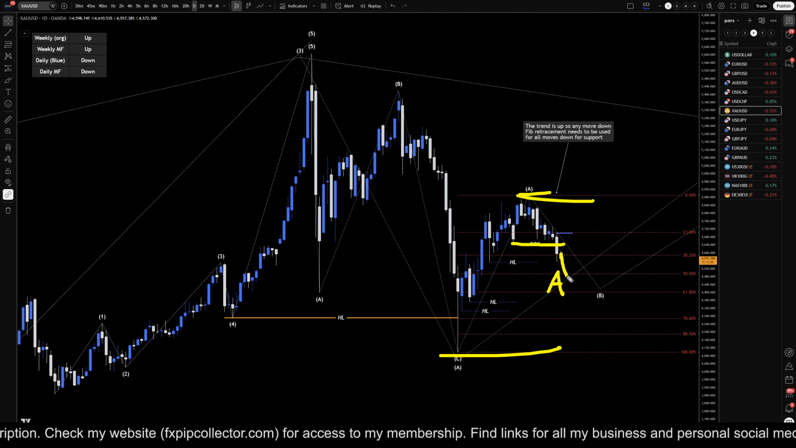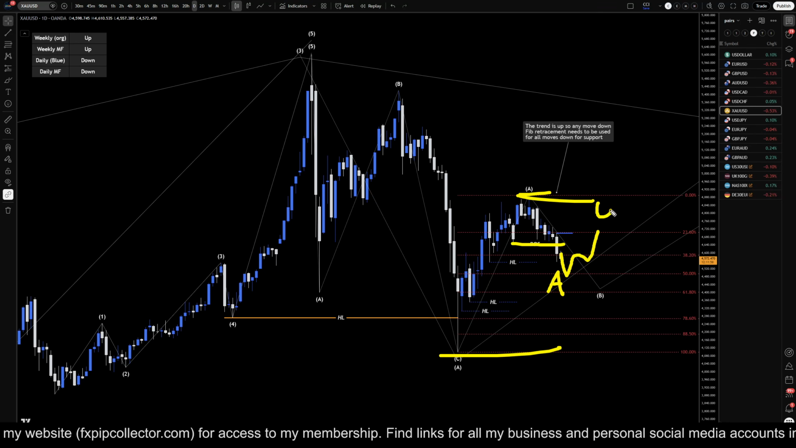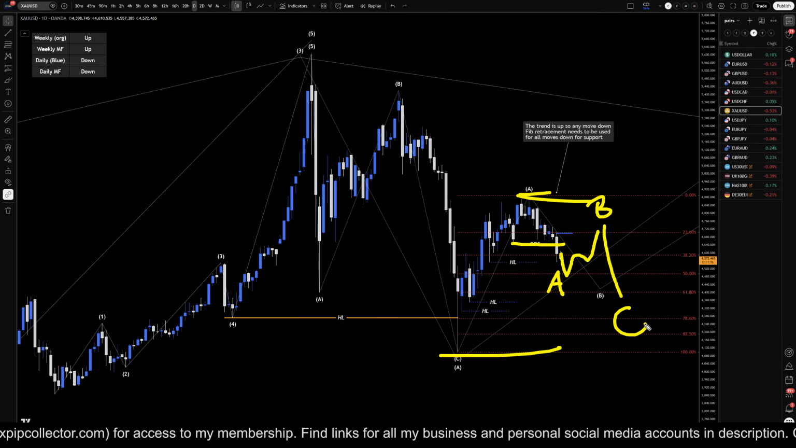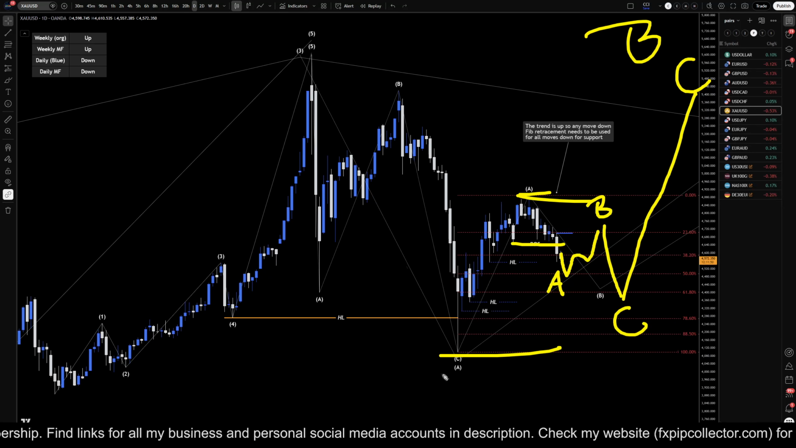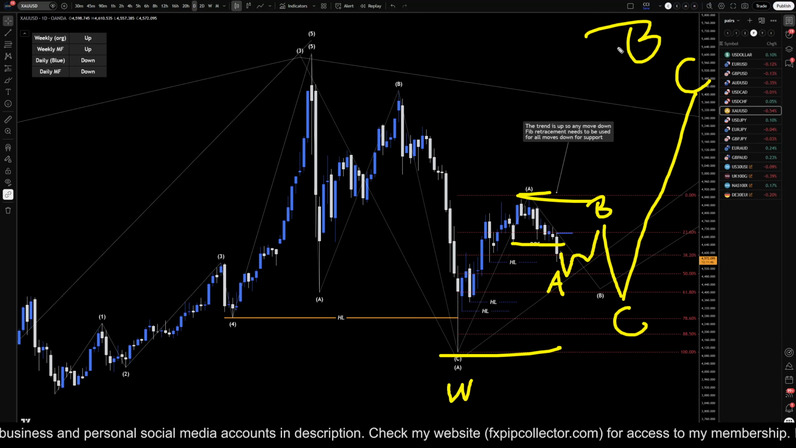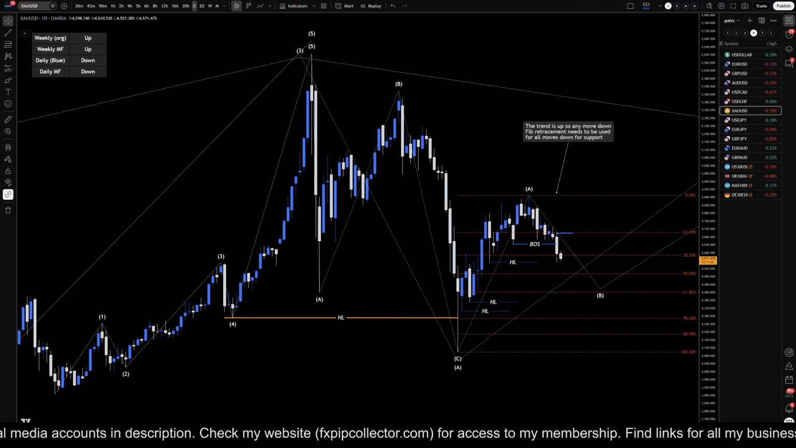It could drift down more, but at some point it'll probably start a pullback for the B, and then probably down again for a C, and then eventually back up for the big wave C to complete an ABC of B, or possibly this is three waves of a W and then three waves of an X. But really, it doesn't matter to me because either way, it's basically the same exact thing.